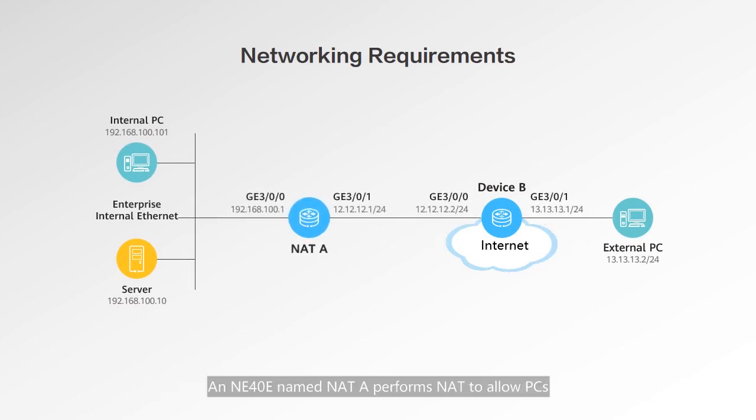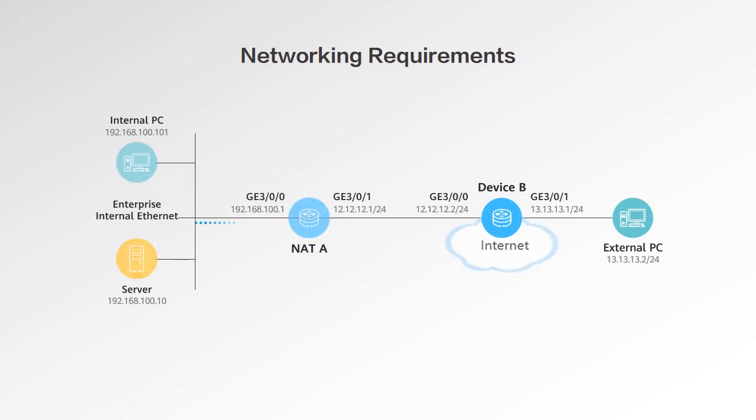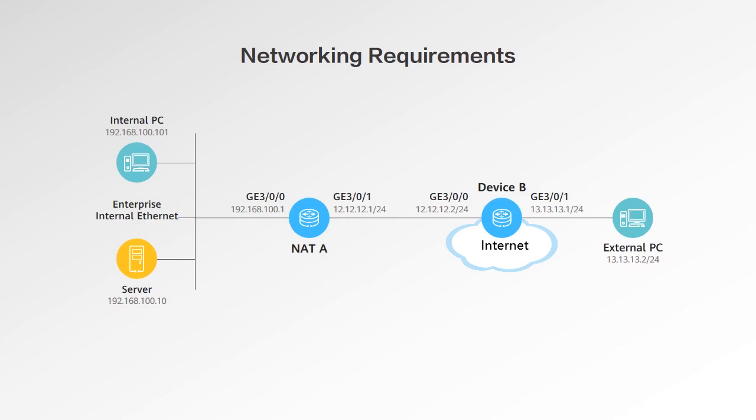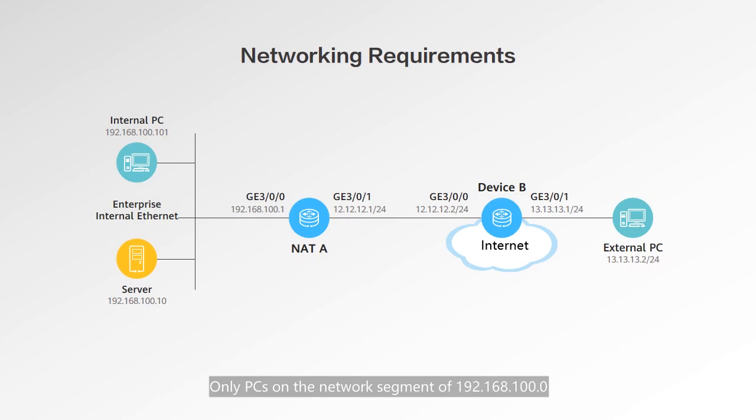An NE40E named NAT-A performs NAT to allow PCs within an enterprise network to access the Internet. NAT-A connects to an internal network through GE300 and connects to the Internet through GE301. The internal network segment of the enterprise is 192.168.0.0 with a 16-bit mask. The IP address of the internal server is 192.168.100.10. Only PCs on the network segment of 192.168.100.0 with a 24-bit mask can access the Internet. External PCs can access the internal server.